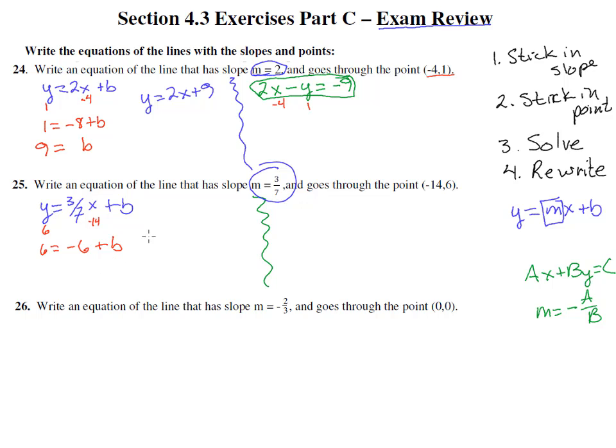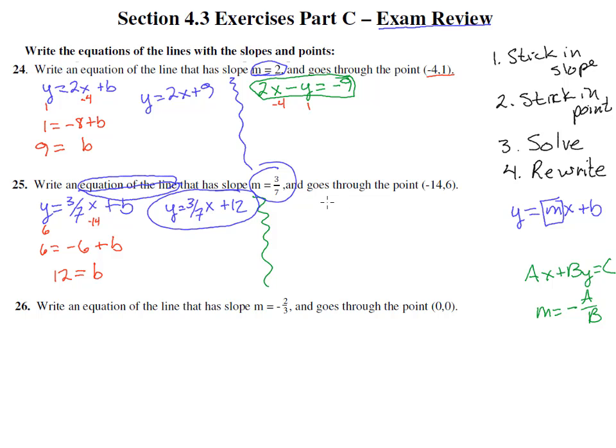Yeah, add 6 to both sides. So we get b equals 12. Step number 4, write that equation out again. y equals 3/7 x. We now know what the m is, and now we know what the b is. So that will be our answer. Some people will stop when they get b and say, hey, our answer is 12, but it says write the equation of the line. So we have to write down this whole equation.